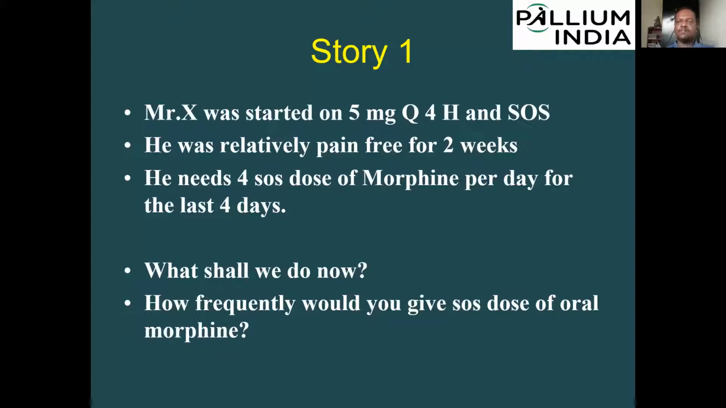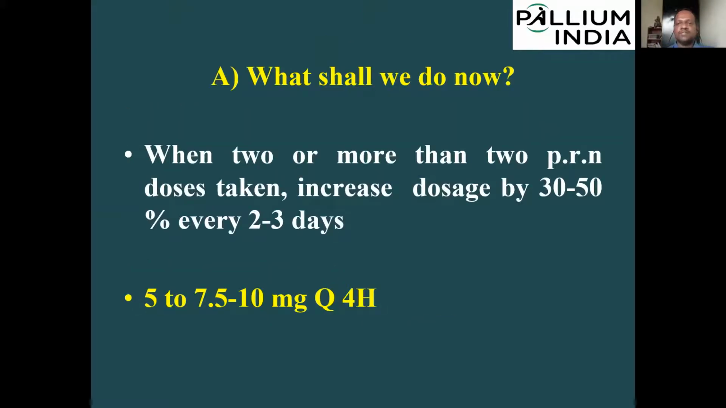So you can see this patient is receiving 4 SOS doses in addition to the regular dose. That means you have to increase the dose. That's the answer. So what is the indication for increasing the dose of morphine? When the patient is taking two or more PRN or SOS doses, PRN is same as SOS dose, you can increase the dose of morphine by 30 to 50%.